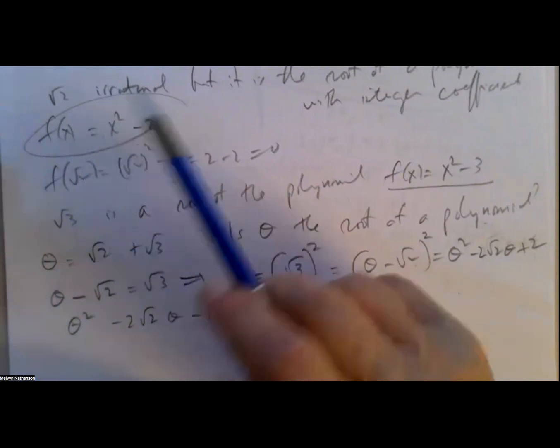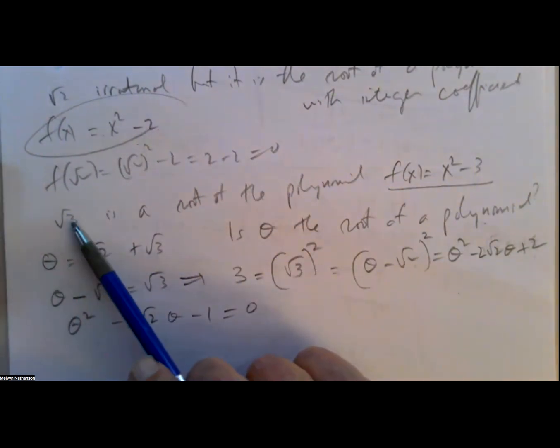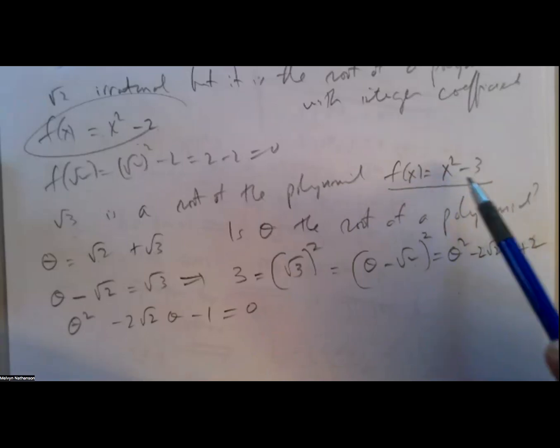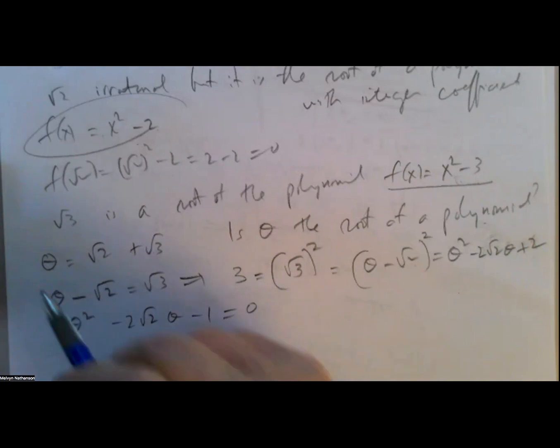So we proved the square root of 2 is irrational, but it's the root of a quadratic polynomial. We proved the square root of 3 is irrational, but it's also the root of a polynomial. It happens to be a quadratic polynomial, a polynomial of degree 2. What about root 2 plus root 3? Is this the root of a polynomial?